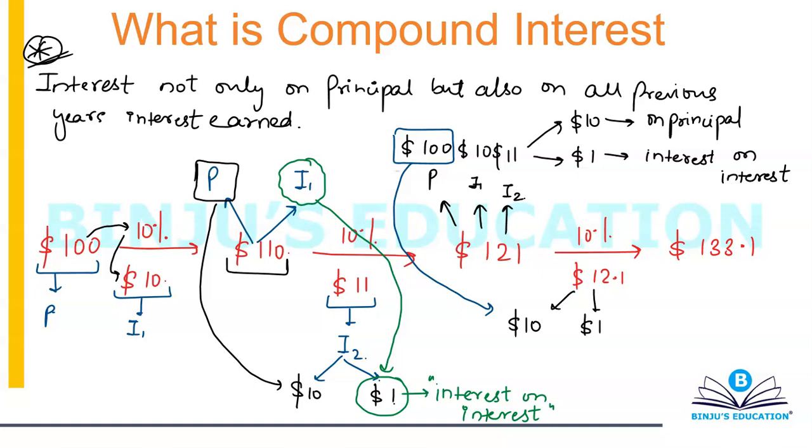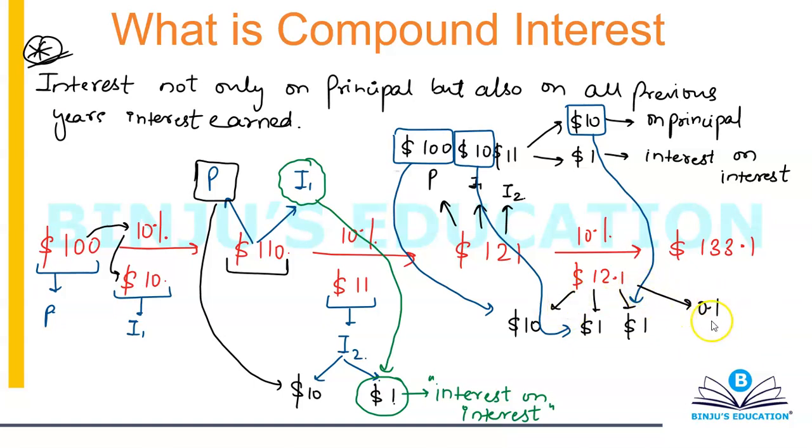That is this $10. Then it will also comprise of another $1, that is interest on second year's interest on principal, that is from this $10. And then at last it's going to comprise of $0.1, which is interest on interest on interest.